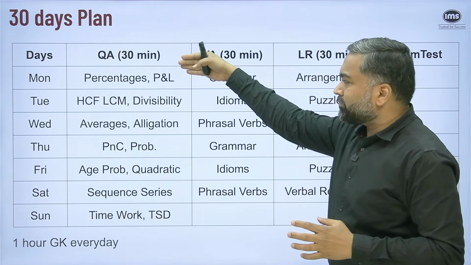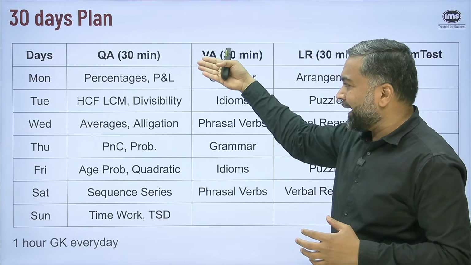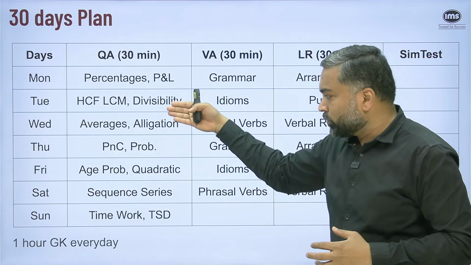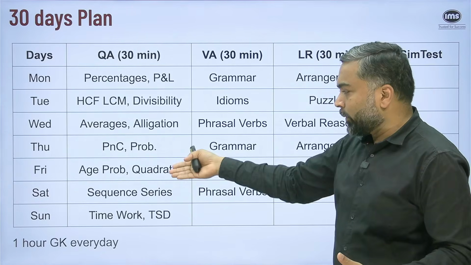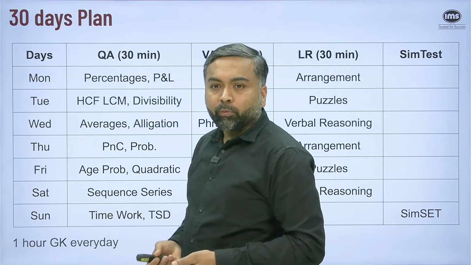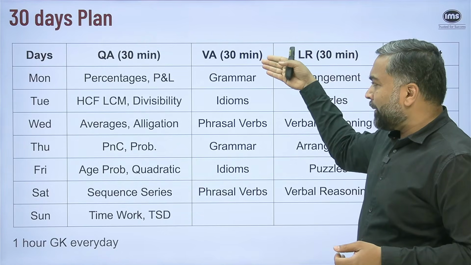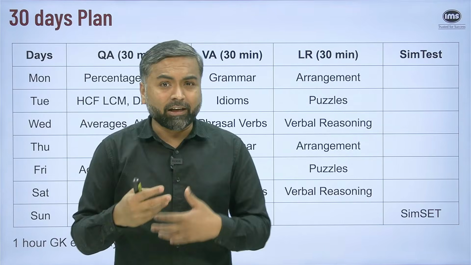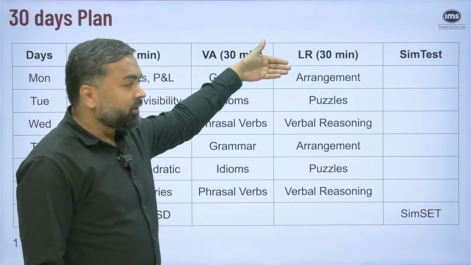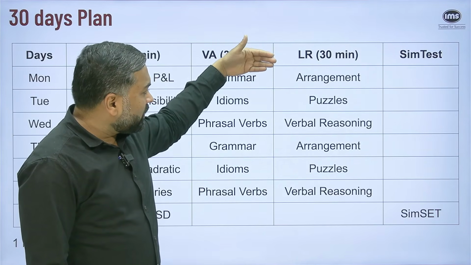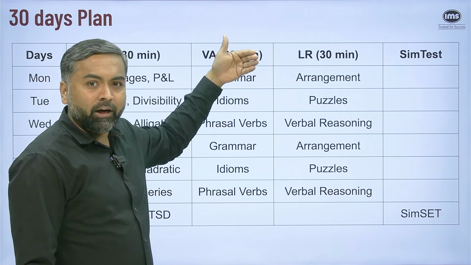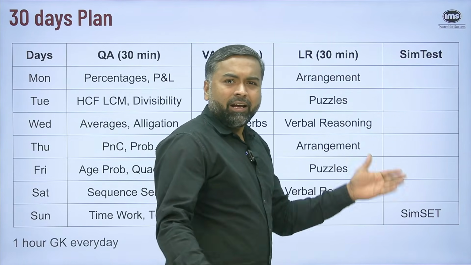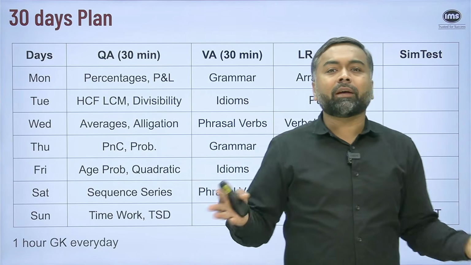So probably, percentage, profit and loss on Monday, then HCF and divisibility on Tuesday, average and allocation, then PNC and probability, moving to age problems, quadratic, word problems, sequence and series, and Sunday probably time and work and time, speed and distance. If I move to verbal, grammar, idioms, and phrasal verbs keep on alternating. Moving on to logical reasoning, arrangement, puzzles, and verbal reasoning keep on alternating over 3 days: arrangement, puzzle, verbal reasoning, arrangement, puzzle, verbal reasoning. And every Sunday, write 1 hour of a SimSET.